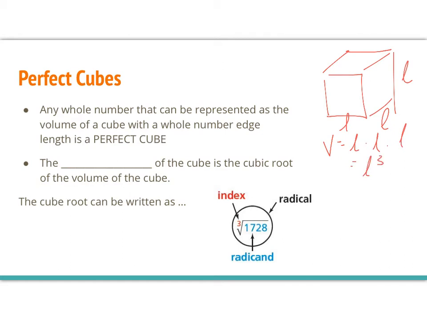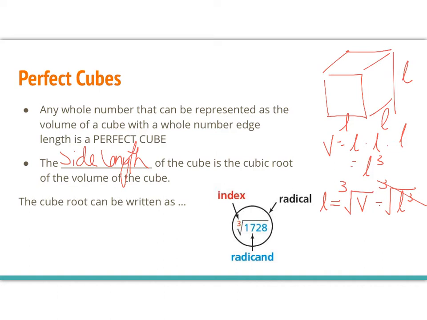So again, the side length of the cube is the cube root of the volume. So the side length L is equal to the cube root. Instead of a square root, we have a cube, so a 3 up there, of the volume of the cube, which is the cube root of L cubed. And again, those cancel and we're just left with L.